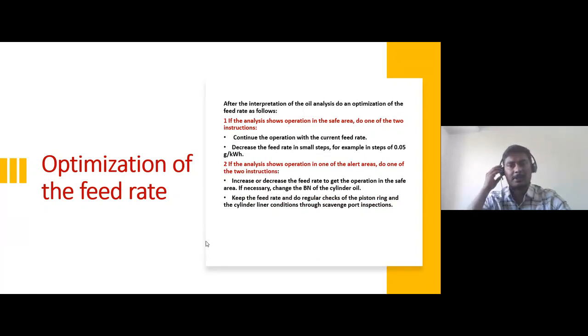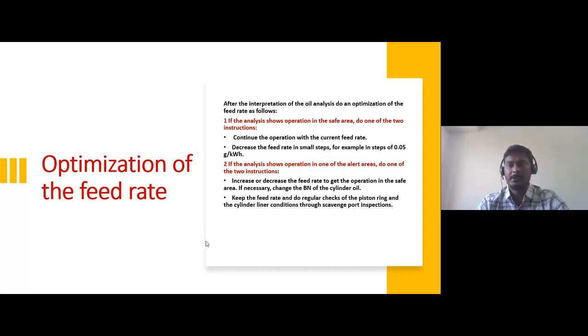If the analysis shows operation in the alert area, do one of two things: increase or decrease the feed rate to get the operation into the safe area. If necessary, change the BN of the cylinder lubricant. If you increase or decrease the feed rate and it is still not in the safe area, you need to change the BN of the cylinder lubricant. So if you are using BN 40, you can go to BN 50. It will help you keep your results in the normal stage.